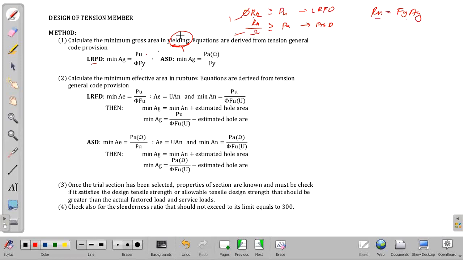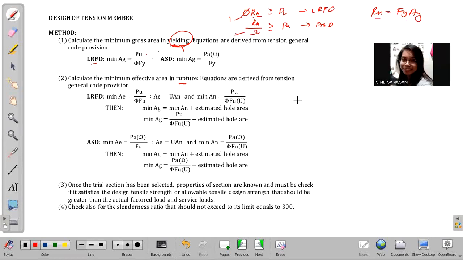So with that assumption, we will have an idea of the estimated hole areas for rupture. Right? Because when we select a section, of course its properties are included. So that is our first assumption, for us to have an assumption on our estimated hole areas when we now consider the effective area in rupture. So once we have a steel section, we have its properties, we now have to calculate the minimum effective area in rupture. These equations given here are also derived from the tension general code provision.